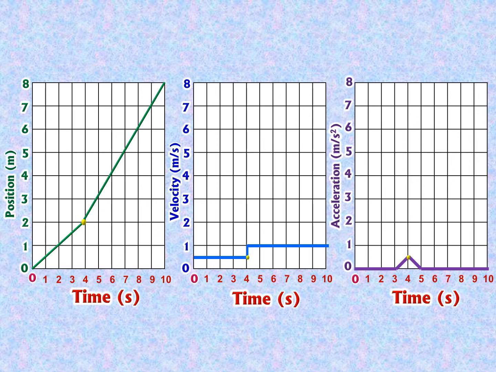You could take the derivative of one to get to the other. If you take the derivative of the position, well, then you get the velocity. The derivative of the velocity will get you to the acceleration. And you could integrate to go the other way back.